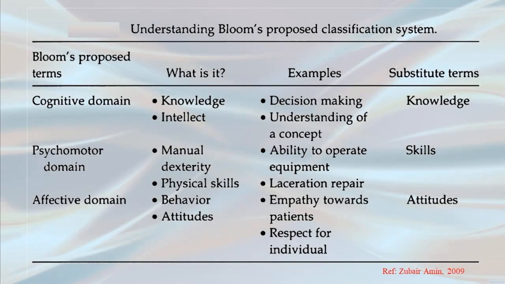So to understand Bloom's classification system, let me say that education usually involves many complex and interconnected activities. So Benjamin Bloom and his co-workers attempted to classify educational activities. In 1956, they proposed three broad categories or domains: cognitive or knowledge, psychomotor or skills, and affective or attitudes. Bloom's classification provides us with a useful structure and determines the level of sophistication expected from the learners.